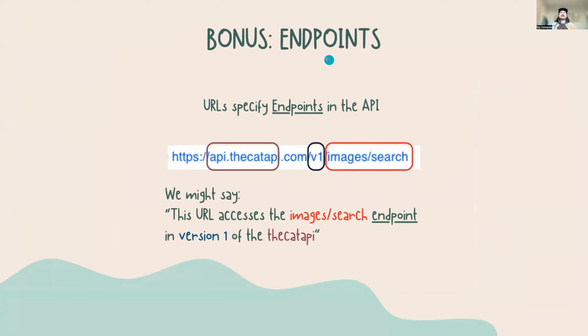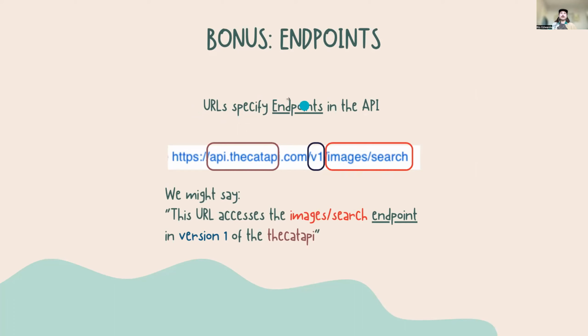So endpoints, this is another term you'll see, and basically the URL is the identifier we're using to get to a certain endpoint. The endpoint is the part of the server that has the information we want. And so the API defines certain endpoints that we can use.